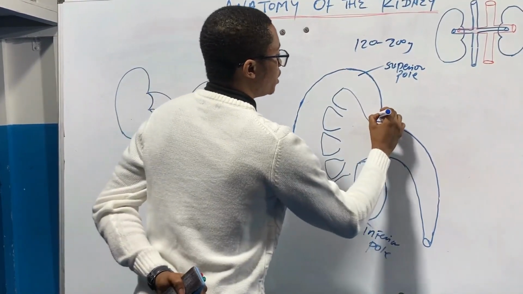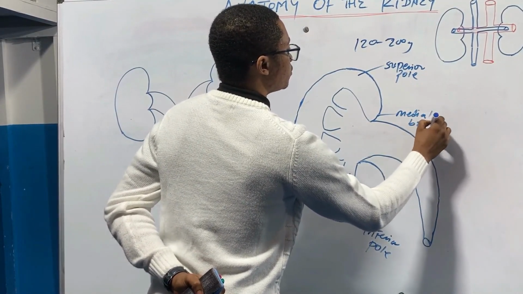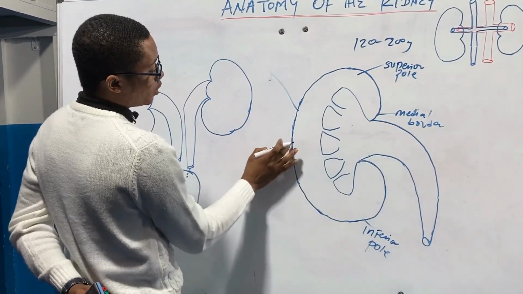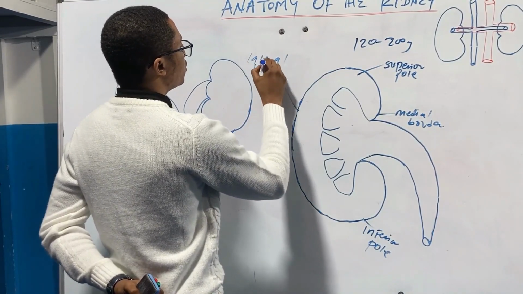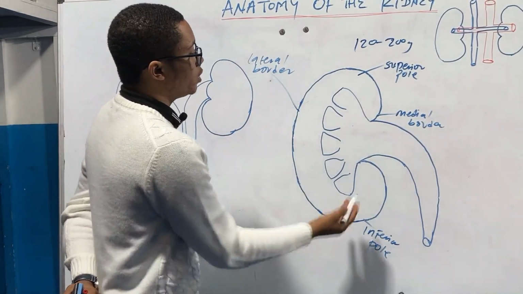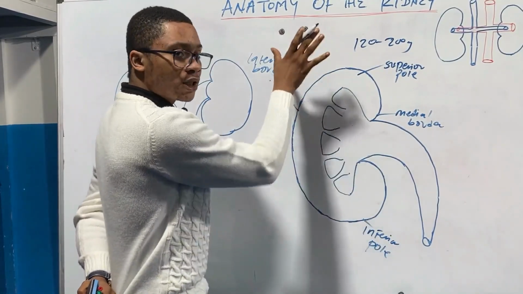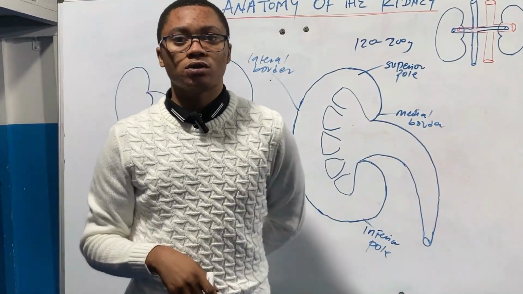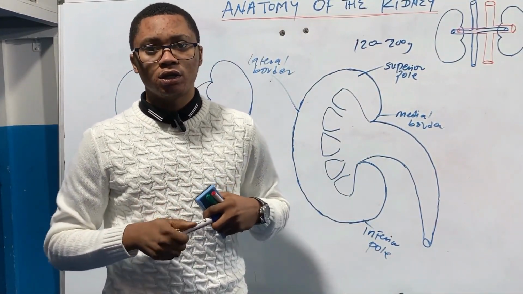The kidney has a medial border, so this is the medial border. And here we have the lateral border of the kidney, which is here. So this is the lateral border of the kidney, the medial border of the kidney, this superior pole and inferior pole. It has an anterior surface and behind it a posterior surface. So these are the surfaces, borders, and the poles of the human kidney.